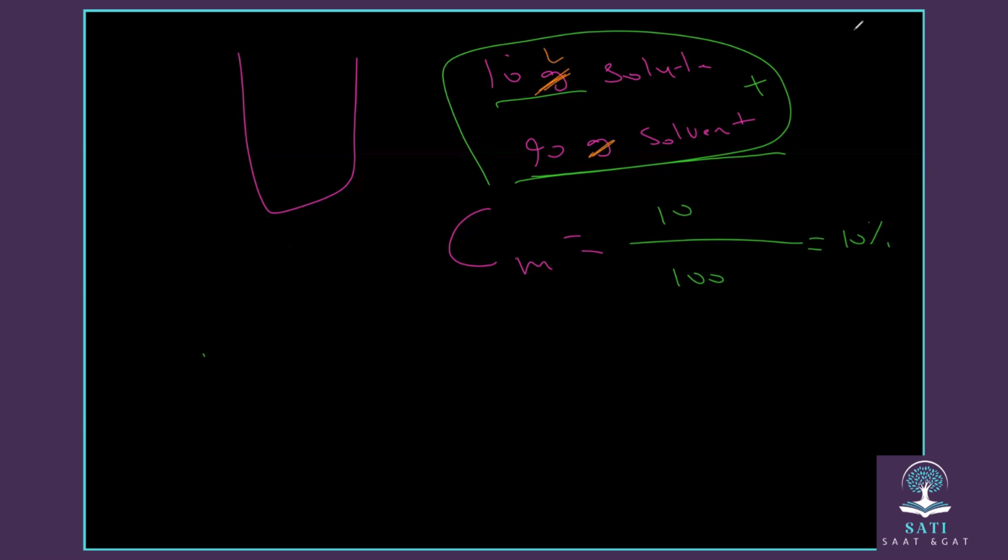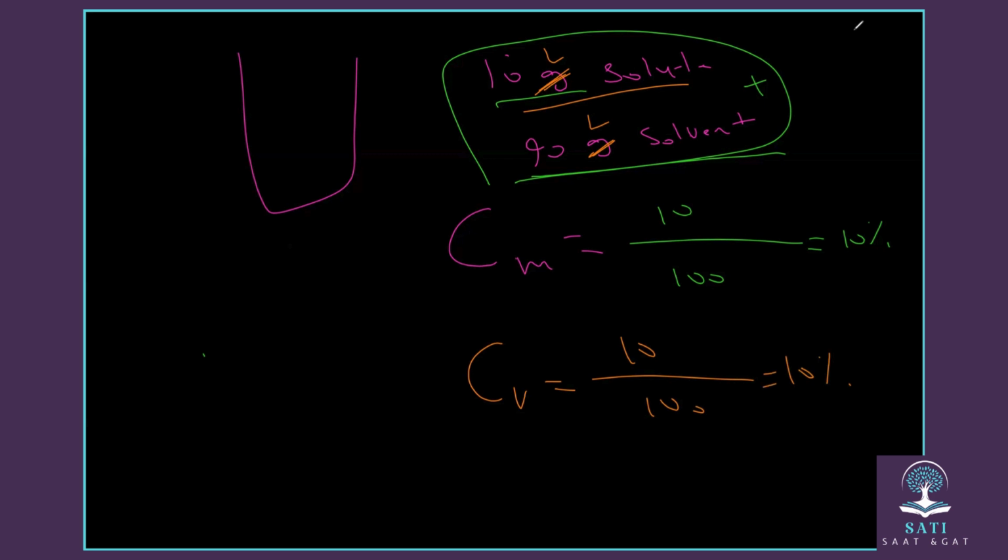Okay, what about if we change just this one now, instead of grams, we write it what? Liter. That means we are talking about volume. So concentration of volume is going to be volume of solute, which is 10, over volume of solution. And volume of solution, that means the whole solution, means solute plus what? Plus solvent. So that means it's going to be over 100.